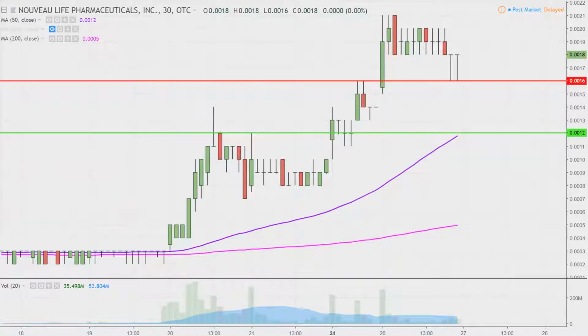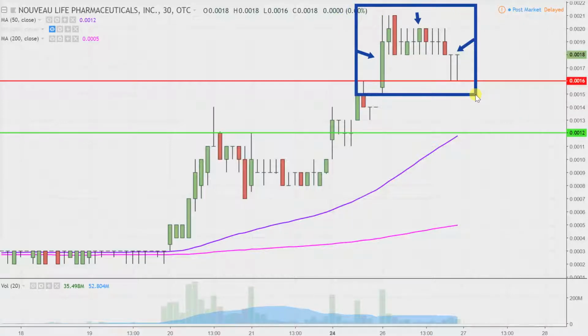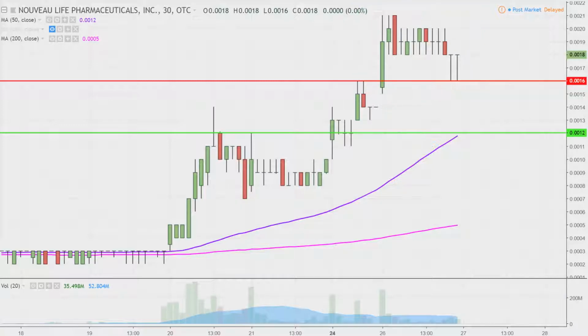Instead of each one of these candlesticks here representing one day's worth of price action, which is what you would normally see, each one represents 30 minutes. So while this here may look like several days' worth of time, it's actually today's price action broken down into 30-minute time slices.